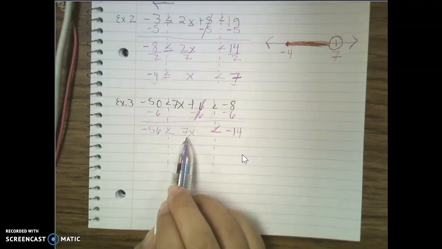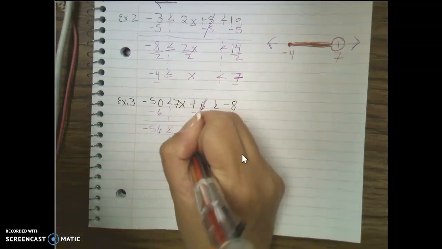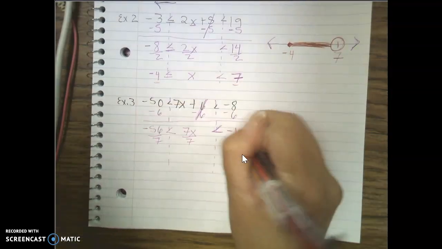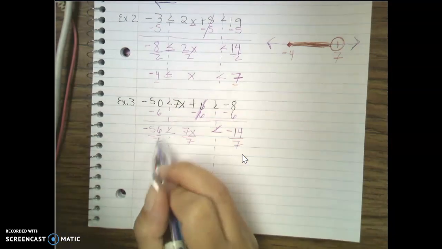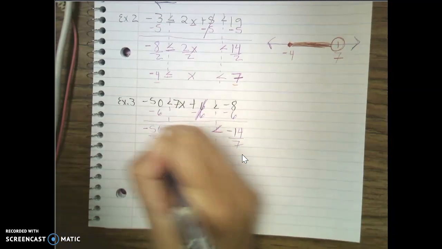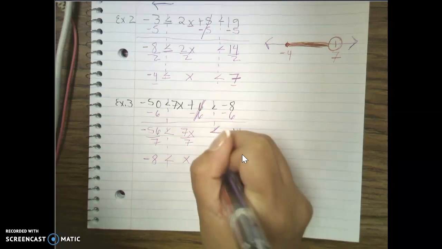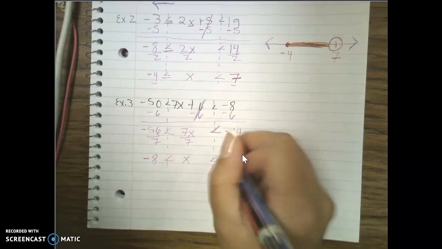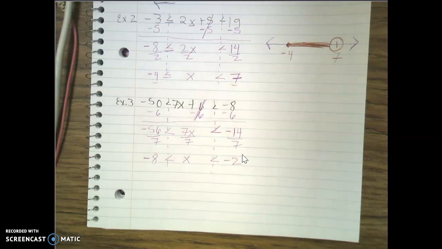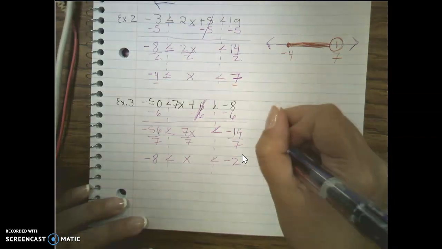X is almost by itself. It has this positive 7 in front. Divide both sides by 7. Negative 56 divided by 7 is negative 8, x. Negative 14 divided by 7 is negative 2. Let's go ahead and graph it.